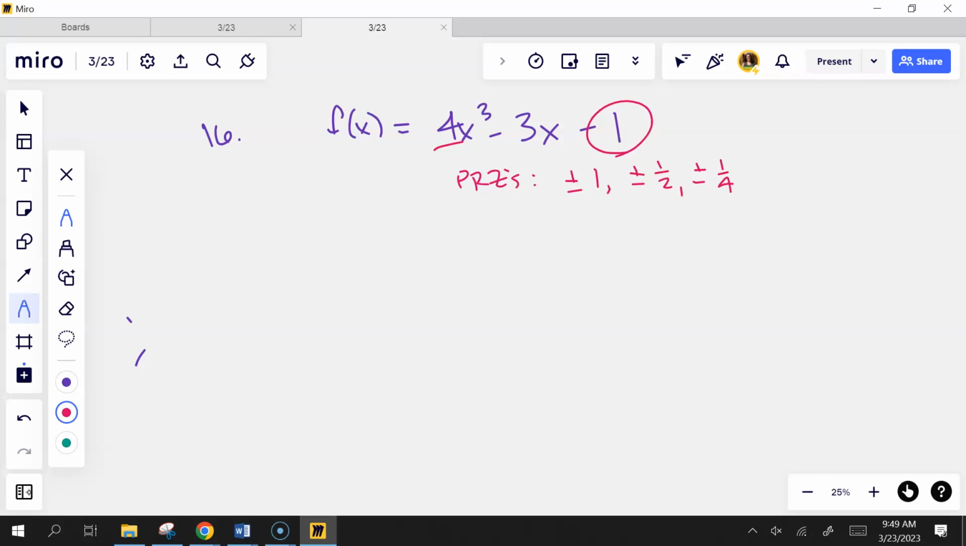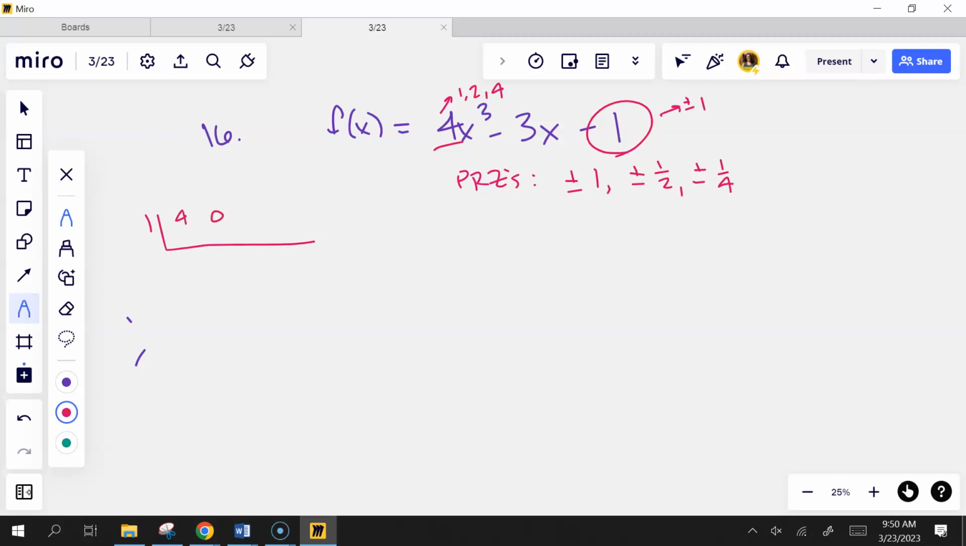Okay? All right. Because it's all of these divided by all of these. Hooray! Right. All right, let's start testing them. That's what I would start with anyway.